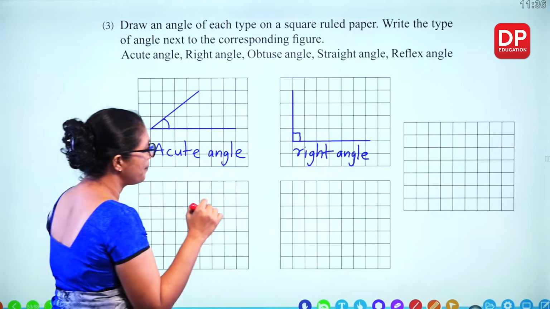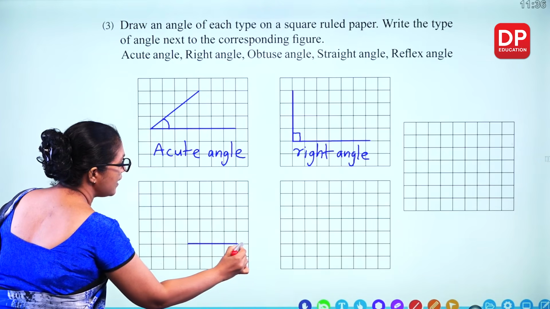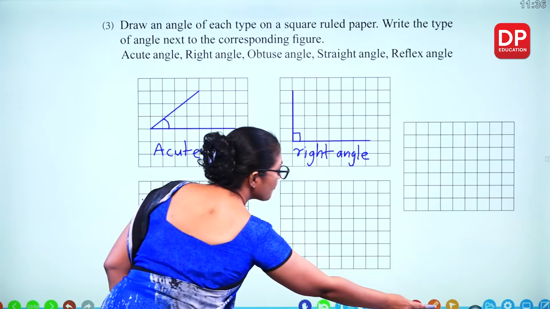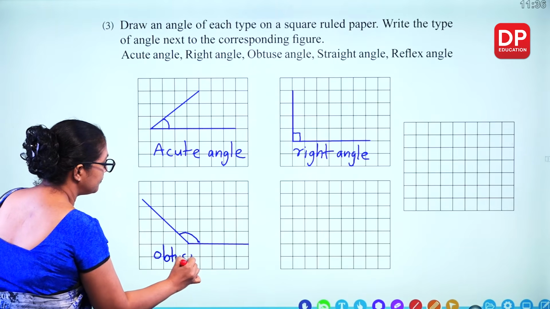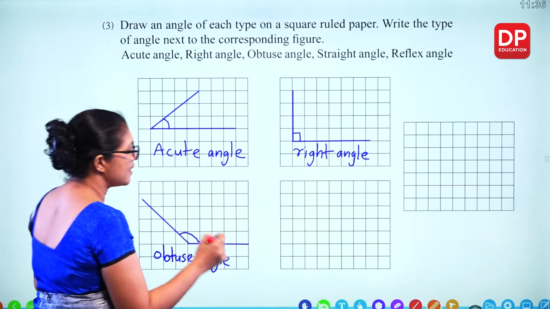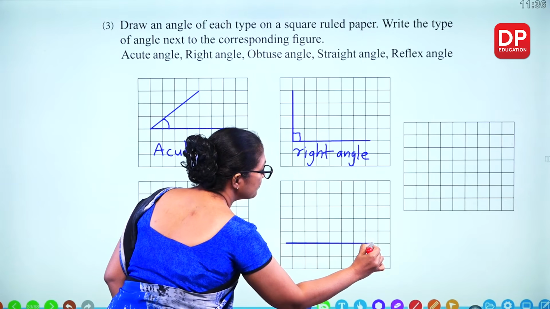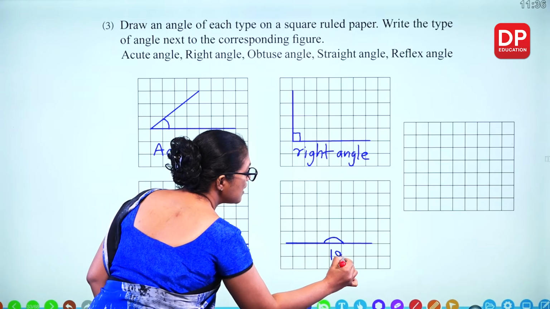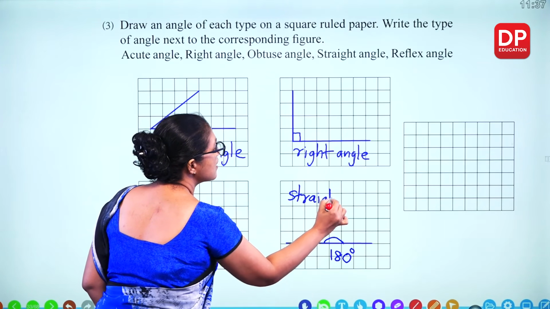Then obtuse. I can draw a line here and that's more than 90. So somewhere here. So this angle is an obtuse angle. Then straight angle is just 180. So you can draw a straight line and mark, this is 180 degrees. We call it a straight angle.